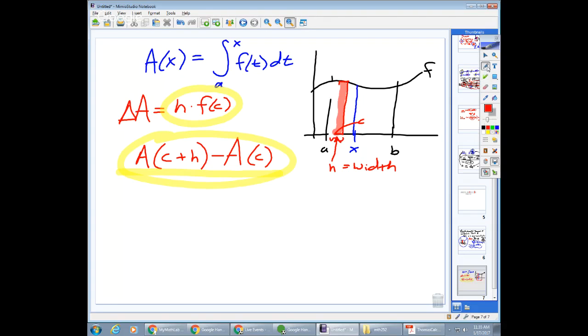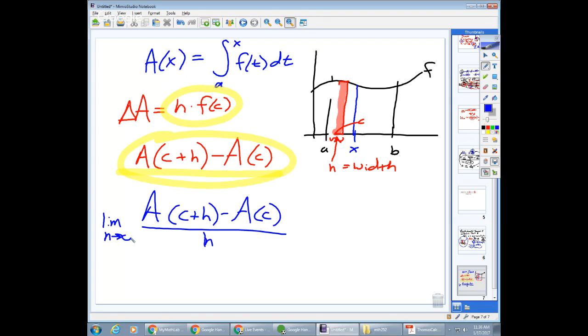So I can do the following. I can say, all right, if I take that area function evaluated at c plus h minus the area function evaluated at c, and then I divide by h, I've just made a formula for the slope of the secant line between c and c plus h. Even better, if I take the limit of this as h goes to 0, what is that going to give me? The derivative of the area function. It tells me how the area function is changing. This is equal to A prime, the derivative of the area function, evaluated at that number c.